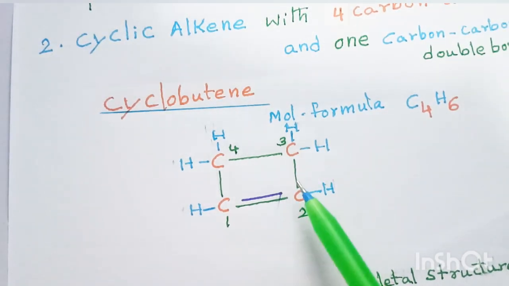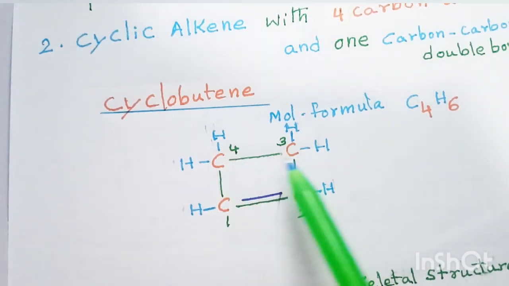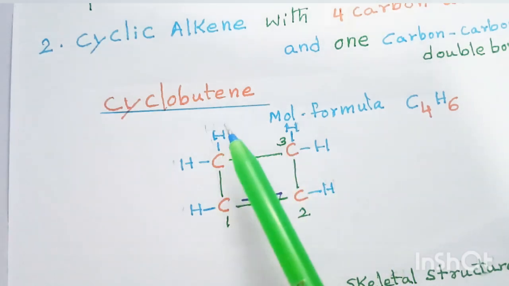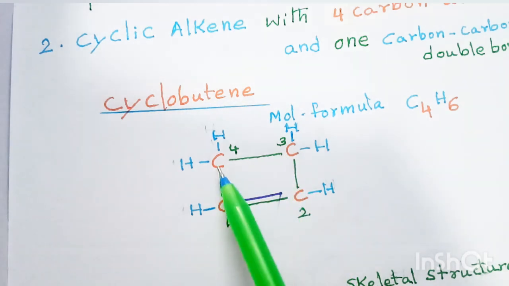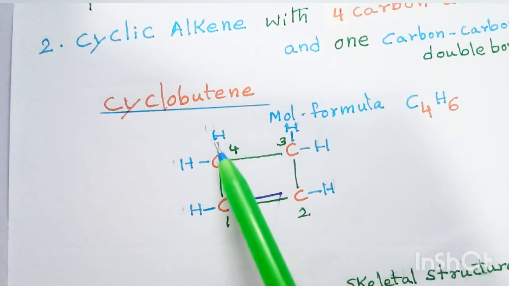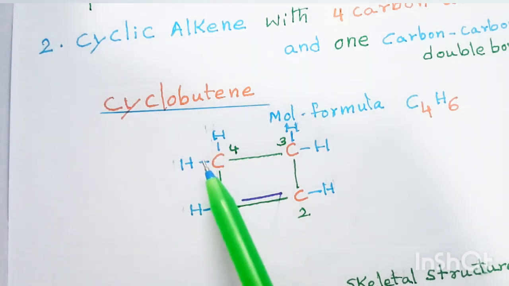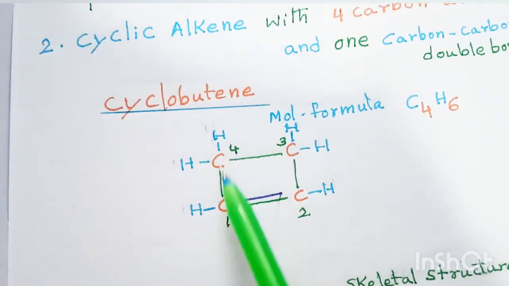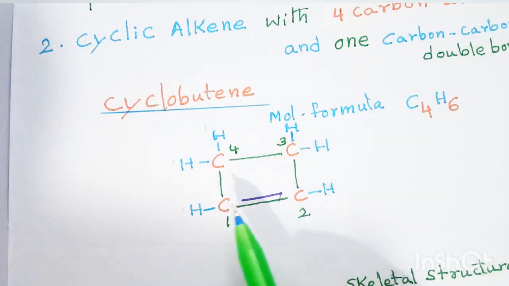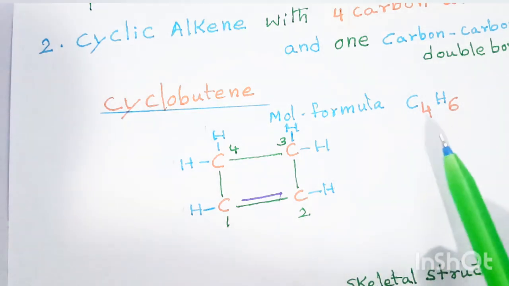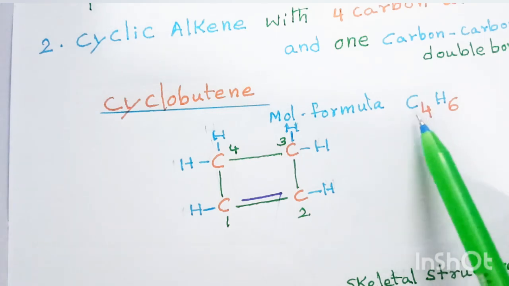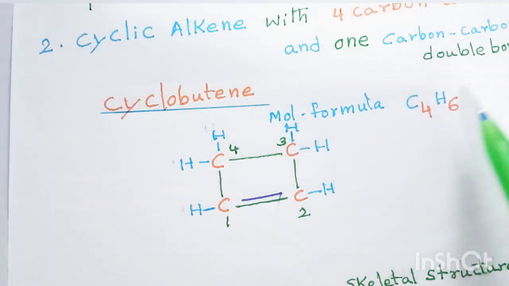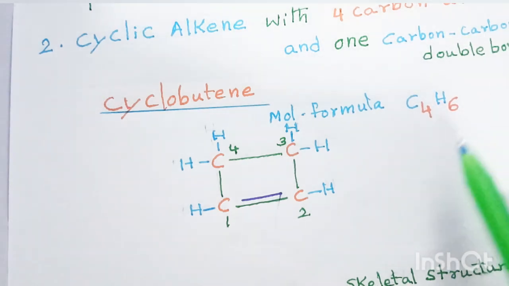The third carbon atom has a single bond with the second carbon atom and a single bond with the fourth carbon atom. So it needs two more bonds. So it forms two single bonds with two hydrogen atoms. Similarly, the fourth carbon atom has a single bond with the third carbon atom and a single bond with the first carbon atom. So it needs two more single bonds to become stable, because each carbon atom needs 4 bonds to become stable. So it forms two more single bonds with two hydrogen atoms. So this is the structure of cyclobutene. The molecular formula is C4H6, because for CnH2n-2, with n as 4, 2n is 8, minus 2 makes it 6. This is the general formula.